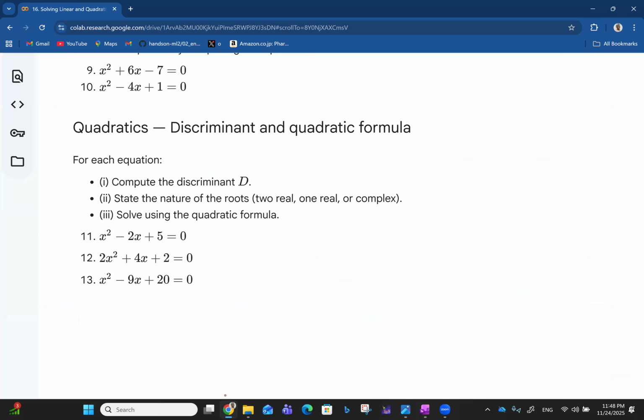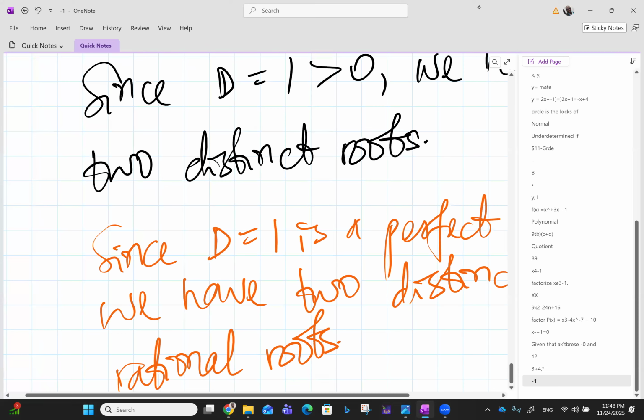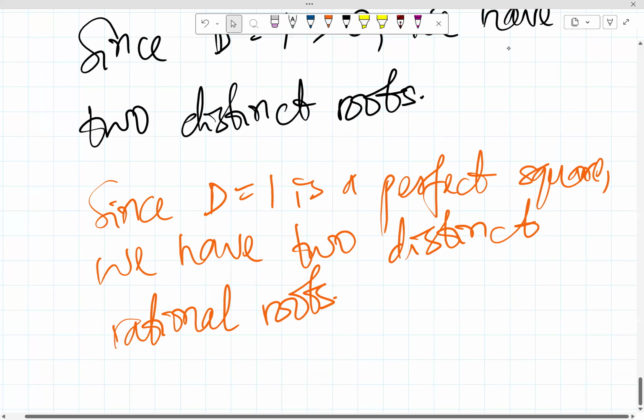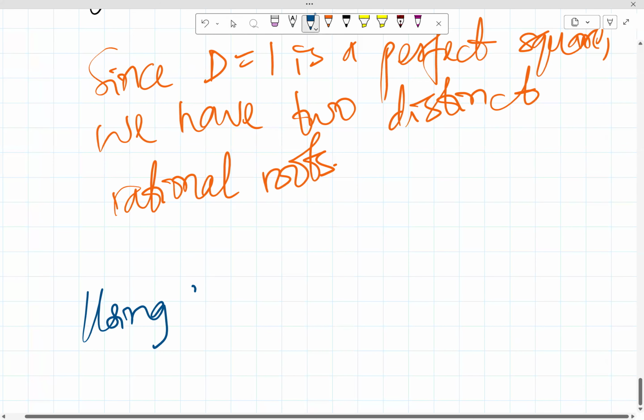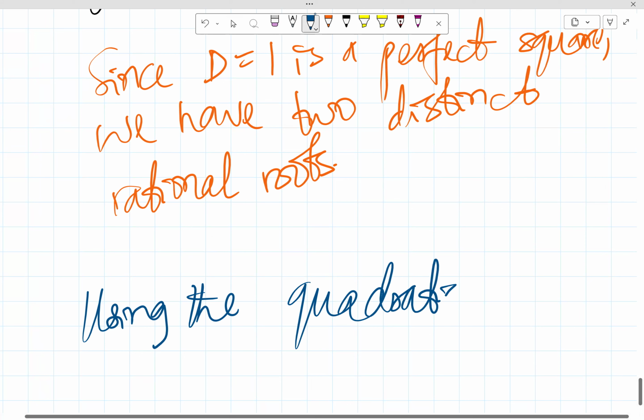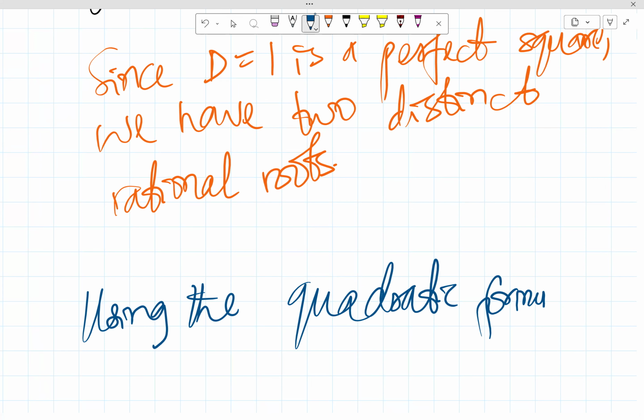using completing the square. So we have computed the discriminant, we've stated the nature. It's going to be two real and rational roots, solved using the quadratic formula. So we can then go ahead solving using the quadratic formula.